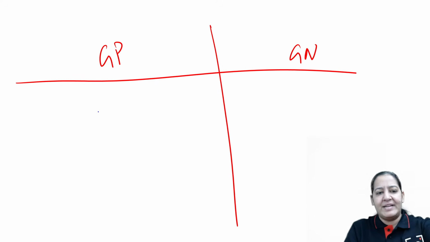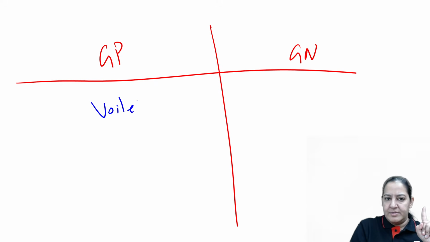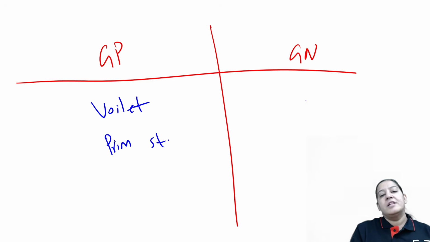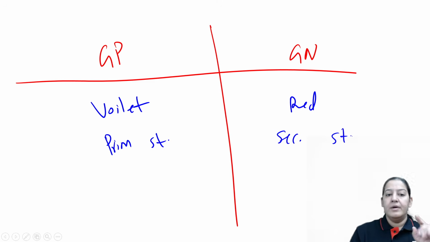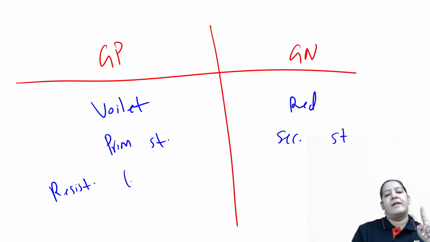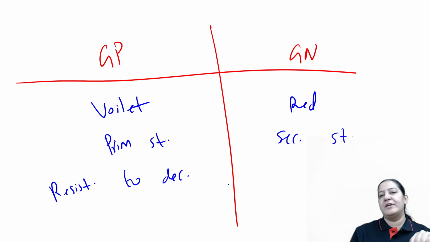Gram positive are the bacteria that in the end are violet, that is, they took the primary stain color. The bacteria which are red in the end, that is, they took the secondary stain or counter stain color, are gram negative. The gram positive bacteria are resistant to decolorizer. That's why they are violet only. They are retaining the primary stain.